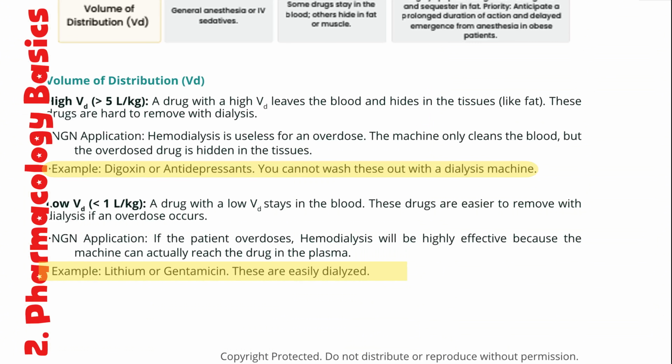Volume of distribution tells you where a drug actually hides, and it directly predicts whether dialysis will work in an overdose. A drug with a high VD, highly lipophilic, sequestered deep in fat and tissue, is essentially invisible to hemodialysis because the machine only cleans the blood and the drug isn't there anymore. Digoxin and TCA overdoses fall into this category. You cannot wash them out this way.